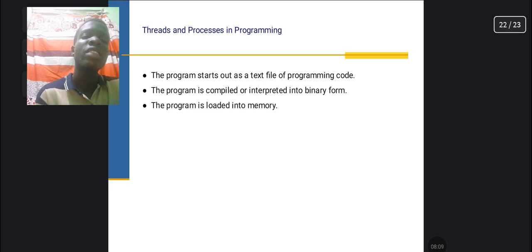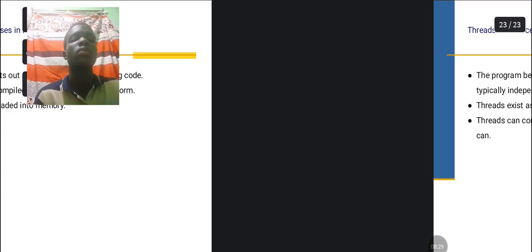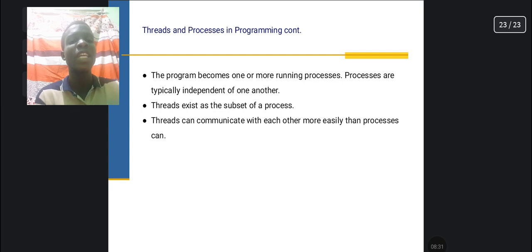A program starts out as a text file of programming code. The program is compiled or interpreted into binary form. So the program is translated into machine language in binary form, and the program is loaded into the main memory. Then the program becomes one or more running processes. Processes are typically independent of one another. A thread exists as a subset of a process, and threads can communicate with each other more easily than processes can. So this is where we end our first lecture.